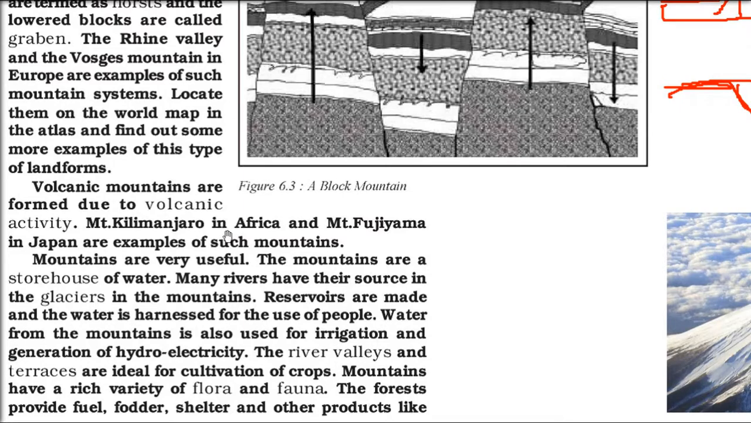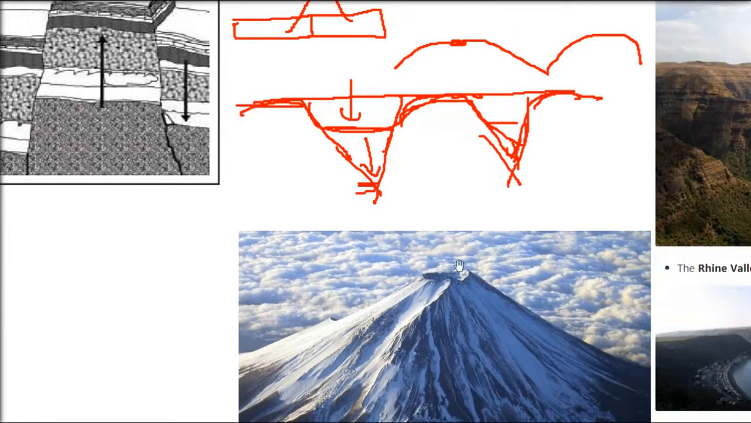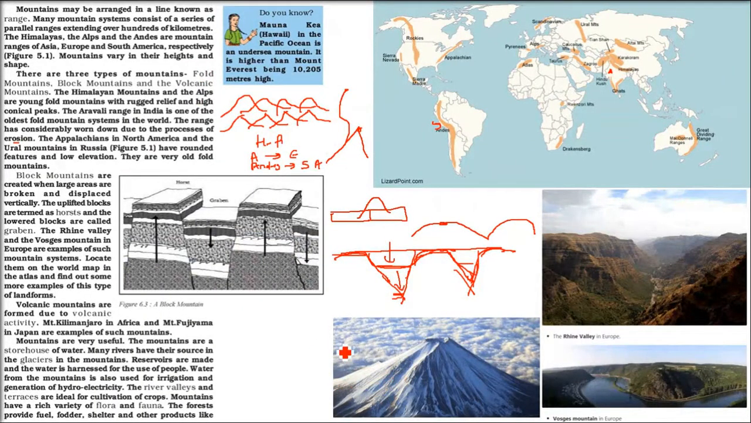And volcanic mountains are formed due to volcanic activity. Mount Kilimanjaro in Africa and Mount Fujiyama, these are mountains formed by the activity of lava. So this is the Japan Fujiyama. What happens is the lava has to come out. The magma has to come out. Lava is magma. So when it comes out, it presses the ground to come out.